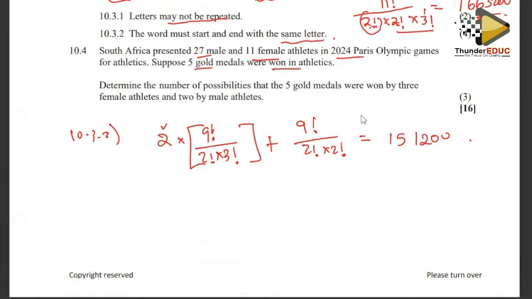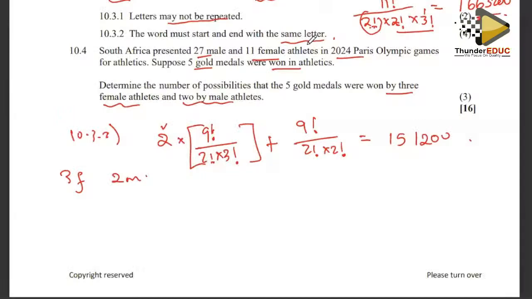Then 10.4, they're telling us that South Africa presented 27 male and 11 female athletes in the 2024. Suppose 5 gold medals were won in athletics. Determine the number of possibilities that the 5 gold medals were won by 3 female and 2 male. So 3 female and then 2 male. Okay, so what we're saying is that if we have 5 people, we're going to start with the 3 females, né?